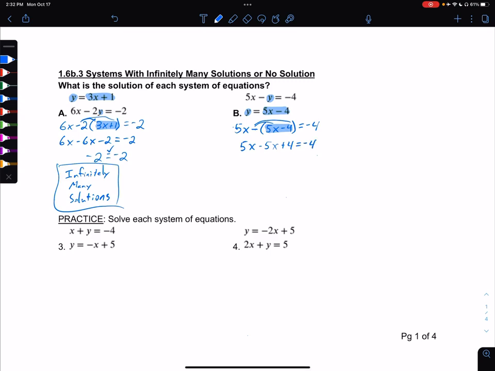Now again, like in part A where the 6x minus 6x canceled out, the 5x minus 5x drops out, cancels out, and we're left with 4.